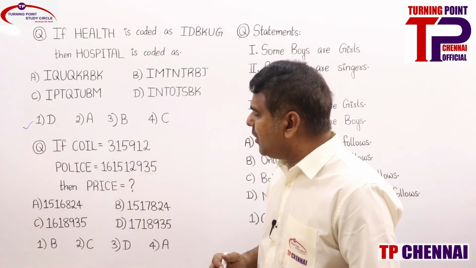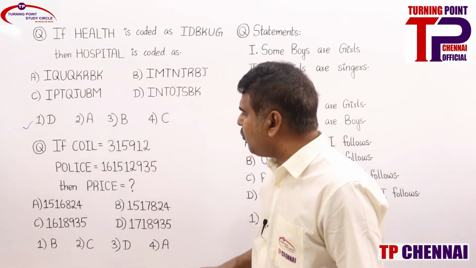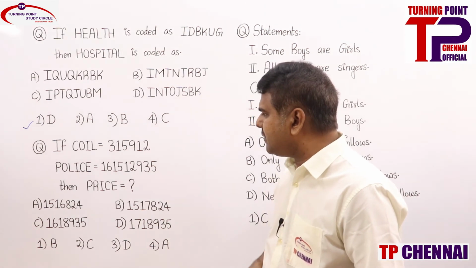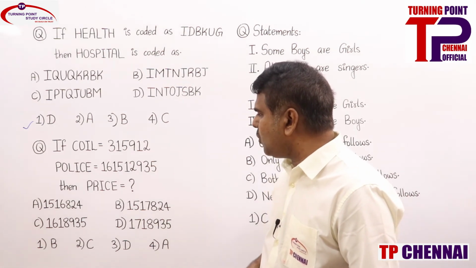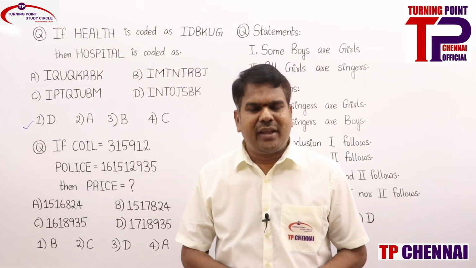And now we will go ahead with the next one. If coil is given as a code like 315912, police is given as a code like 1615129335, then how will price be coded? Any idea?